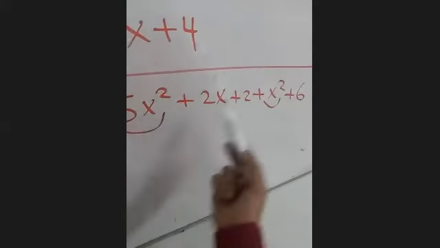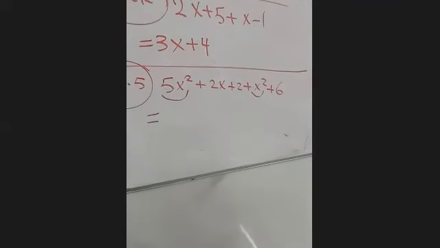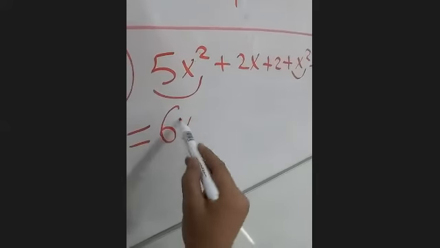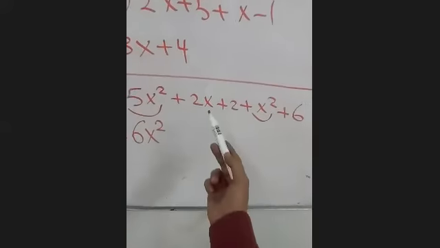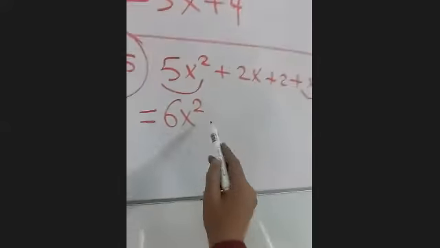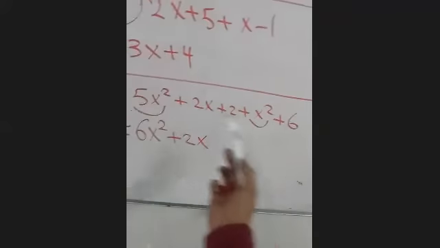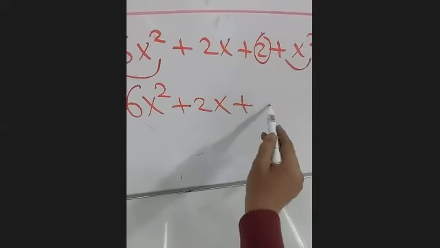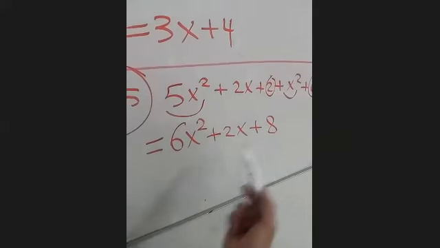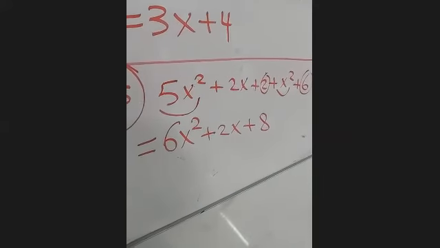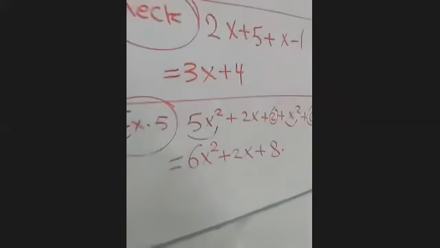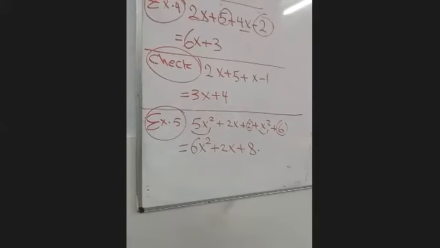Now, what will I do with 5x power 2 and 1x power 2? Add them. It will be 6x power 2. This 2x, do we have another term with x? No, so it comes down. This 2, do we have another number with it? Yes, 6. The 2 and the 6 are like terms. 2 plus 6 is 8. Now look at the answer. Do we have like terms? No. This is x power 2, this is x power 1, and this is 8, a number. So no like terms, this is my answer. This is example five.